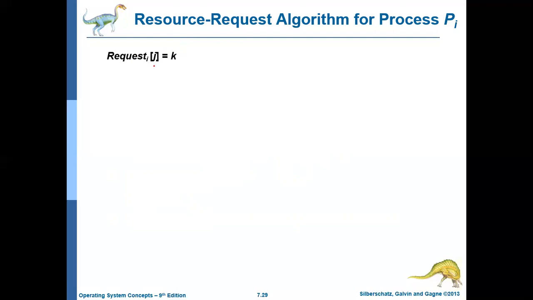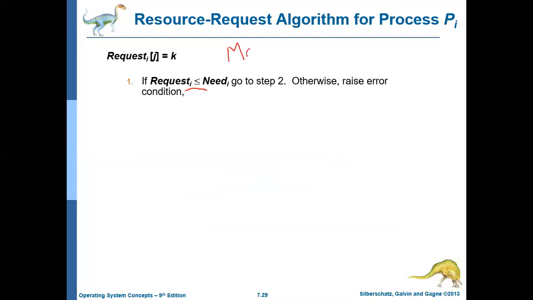With this knowledge, let us go through the algorithm. The first step says that if request of I is less than or equal to need, go to step 2. Otherwise, raise an error, because request should always be less than or equal to need. A process cannot request something which is more than need. Because what is need? Every process should declare its max. Max is how many instances of each resource a particular process will require.